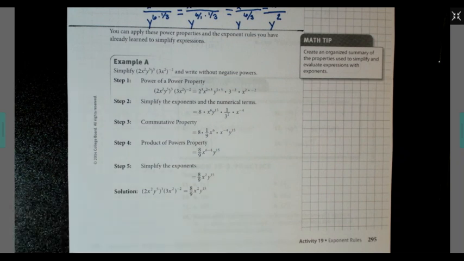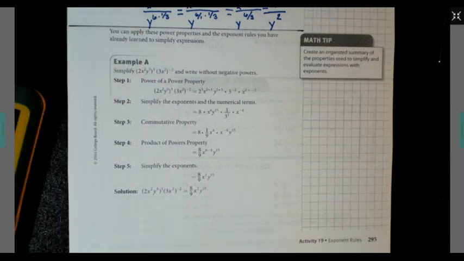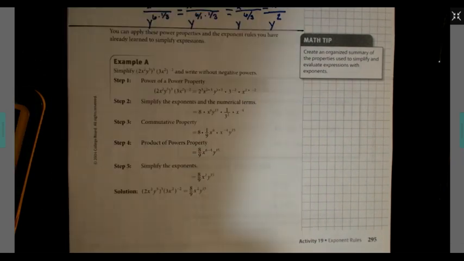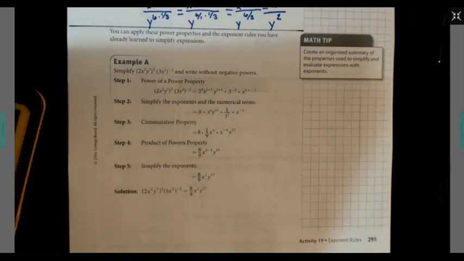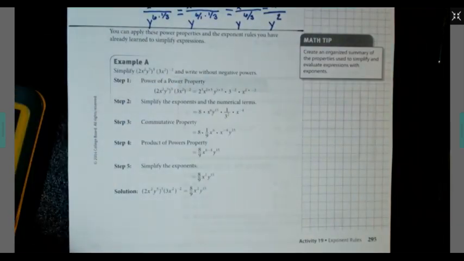Here it says you can apply these power properties and the exponent rules you've already learned to simplify expressions. Now, it does say they've got an example worked for us, but remember, we're not going to work through the example. We're just going to look over it and go over some key points, because it's already been worked out for you. We're just going to dive into the examples themselves, okay?